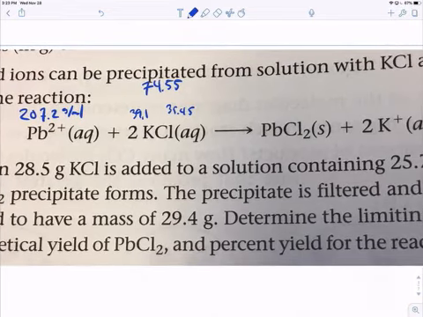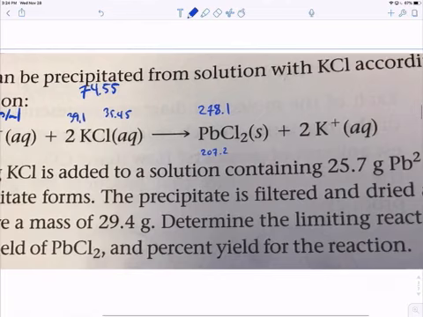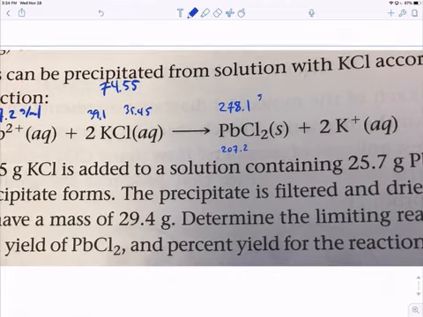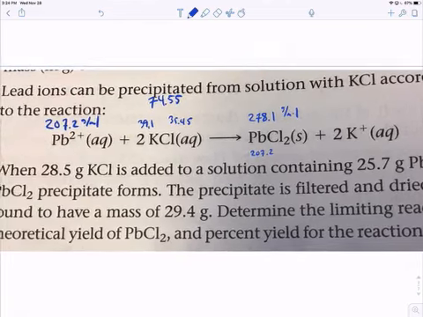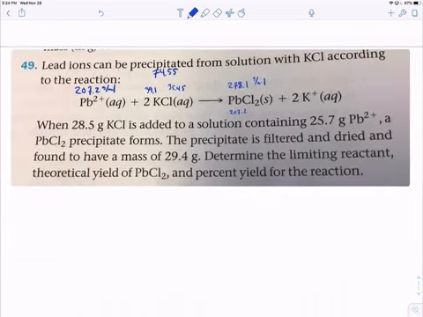Lead chloride, so 207.2 plus 70.9, so 278.1 grams per mole. Do you guys know how I got that? How I got the molecular weights? Okay.